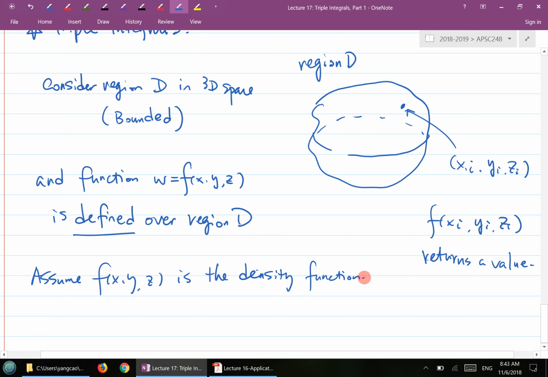Okay, let's assume it's a density function. What it means is basically you pick any point inside the region D, and then you know what the density at that location is. So you see the difference now with the double integral compared to the previous cases.